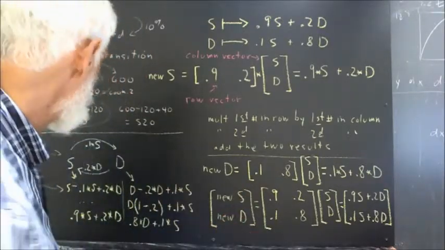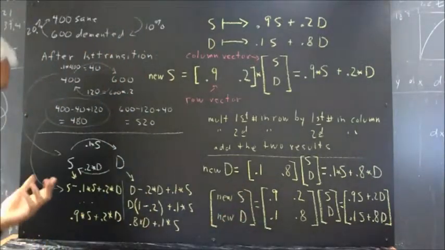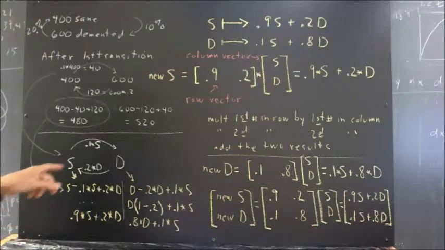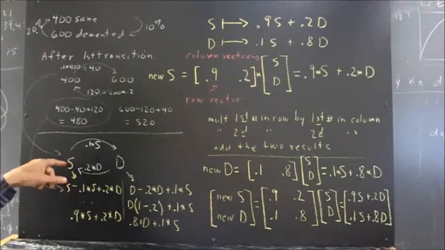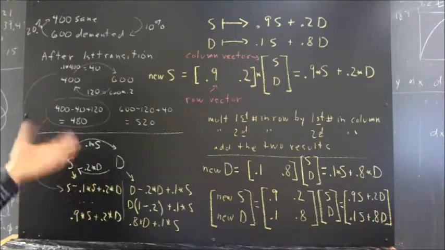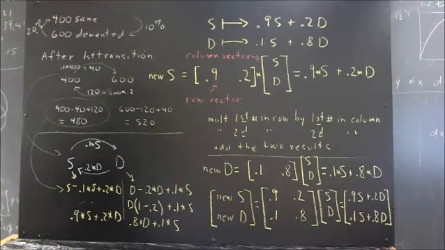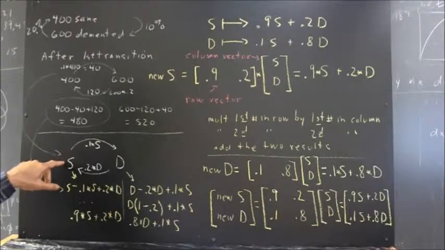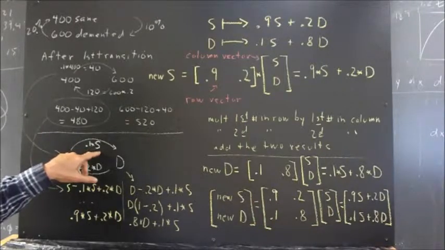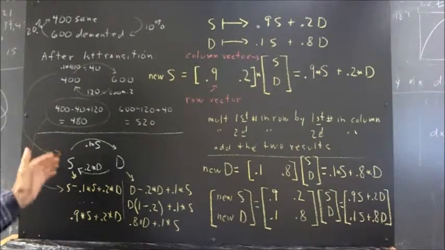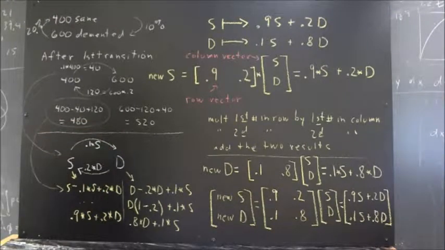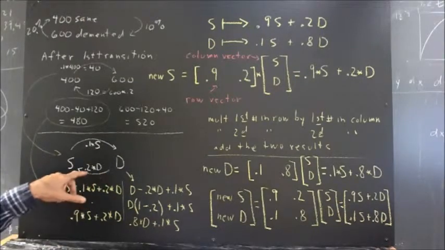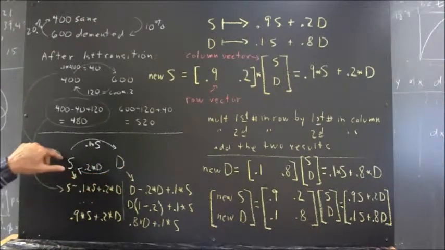Well, hopefully you've thought about that, and hopefully you got this: the number of sane that go over to demented is 10% of the sane. S stands for the number of sane, so 0.1 times S is the number of sane that go over to the demented. And 20% of the demented become sane, and that's going to be 0.2 times D come over here.